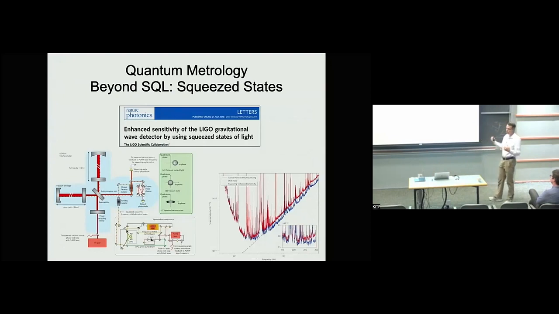And when I mean hard, I mean, for example, getting a few dB of squeezing. For example, at LIGO, they got 3 dB of squeezing using squeezed light in their system. So at the high photon regime, it's difficult. In the low photon regime, it's difficult. But it's doable, just hard.